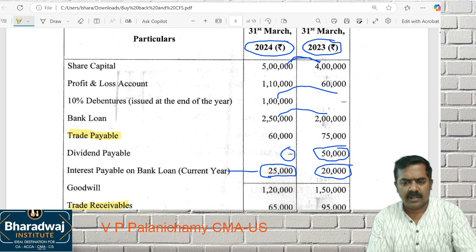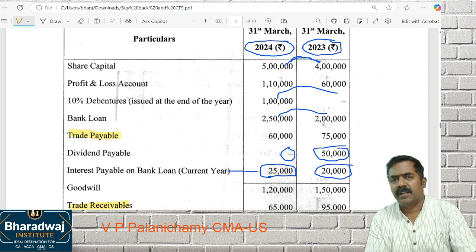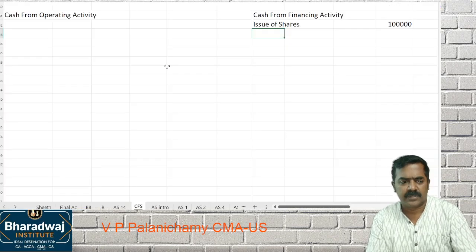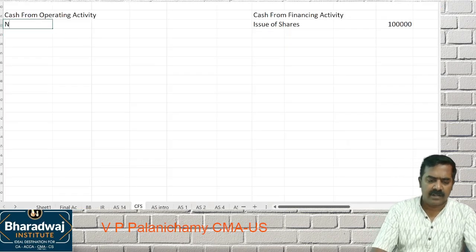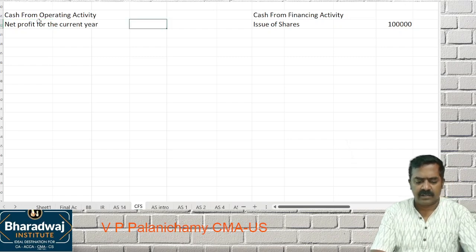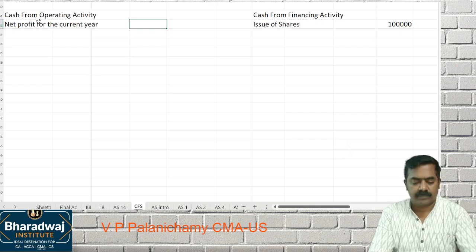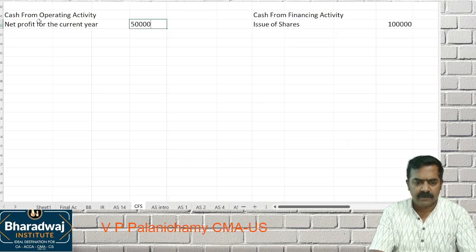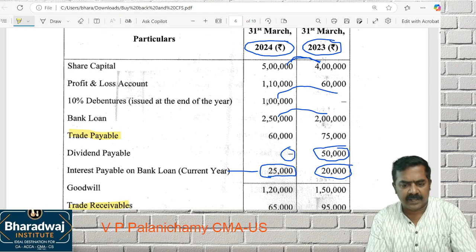Then P&L account, opening balance 60, closing balance 1 lakh 10,000. The difference we'll take as what? Net profit for the current year. What is the net profit for the current year? Change from 60 to 1 lakh 10,000. What is the change? 50,000. Listen to it, then you can take it up.